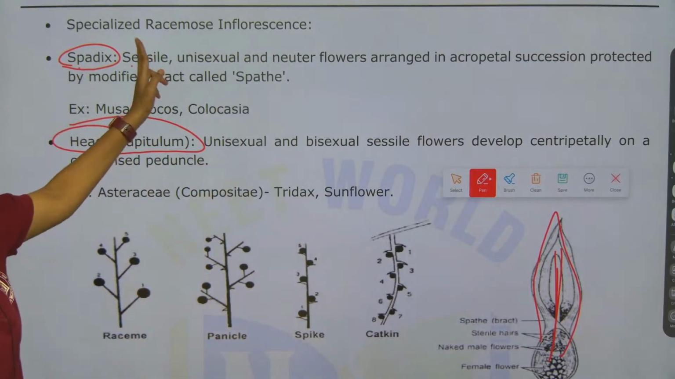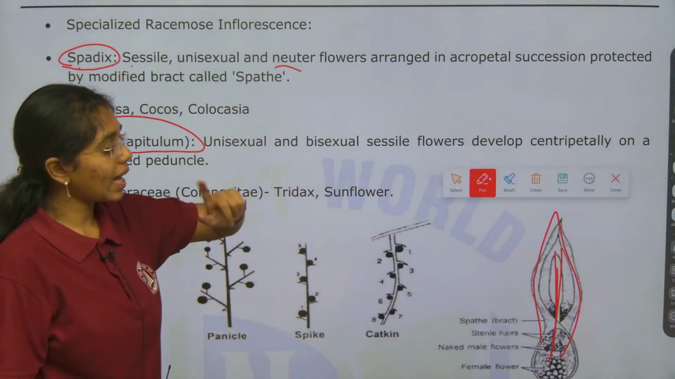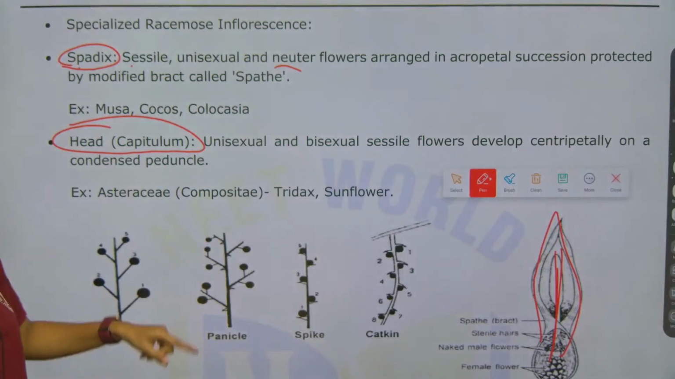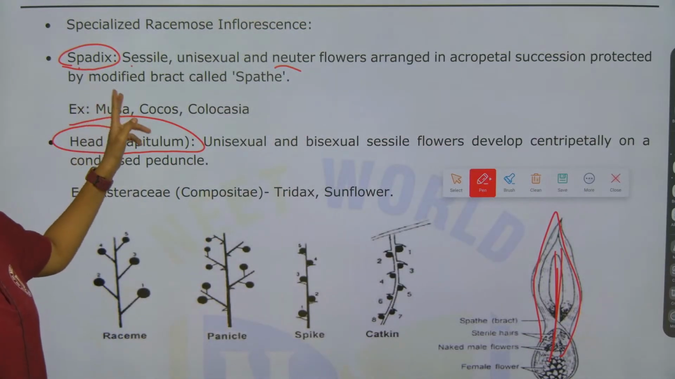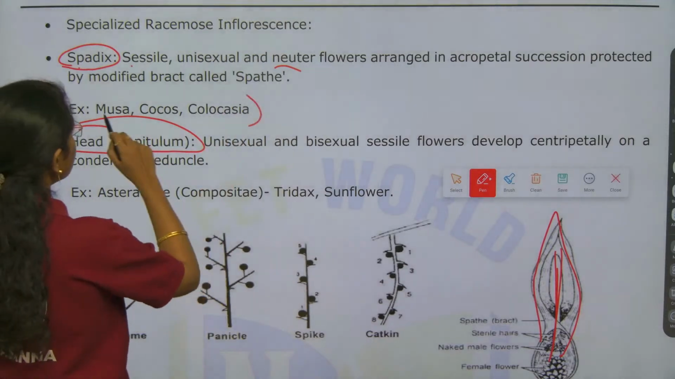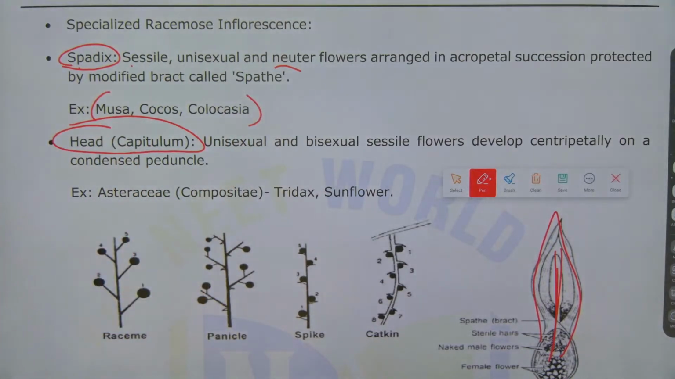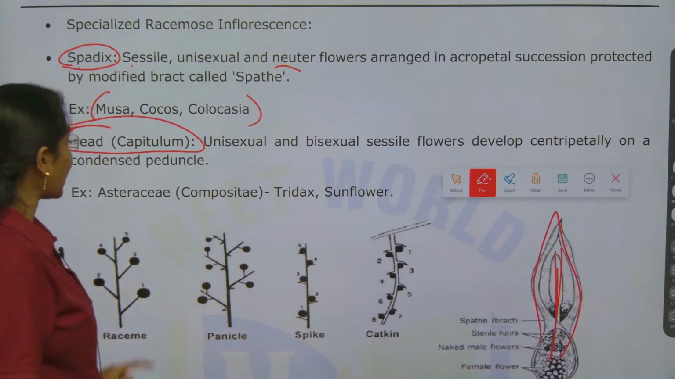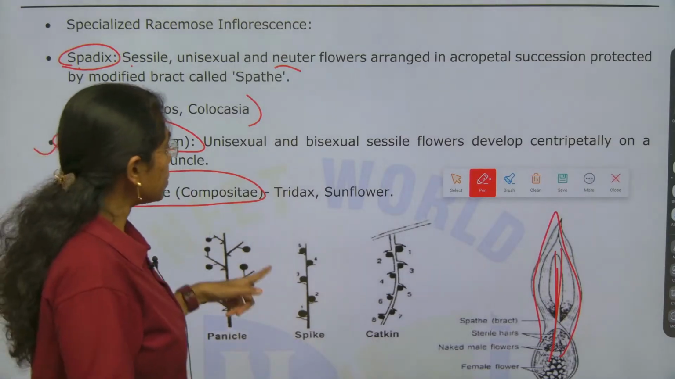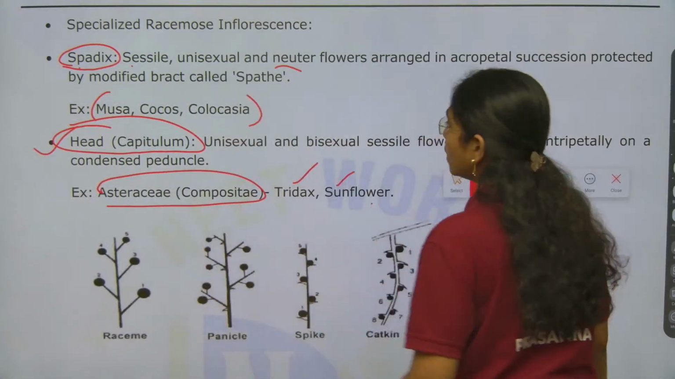Spadix. Sessile, unisexual and neuter flowers are arranged in acropetal succession, which are protected by a spathe or bract. The bract is termed as what? Spathe here. This is observed in Colocasia and Musa. And then head or capitulum type of inflorescence, which is observed in Asteraceae family, also called Compositae. Examples include what, beta? Tridax and sunflower.